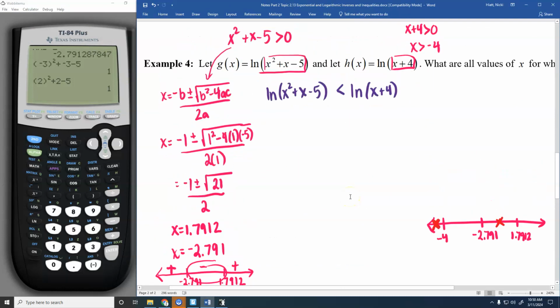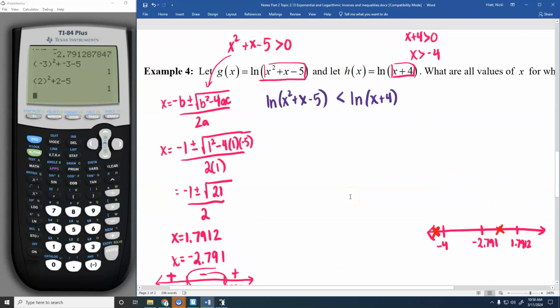All right, so let's now solve this. With inequalities, you can't just drop the logarithms.